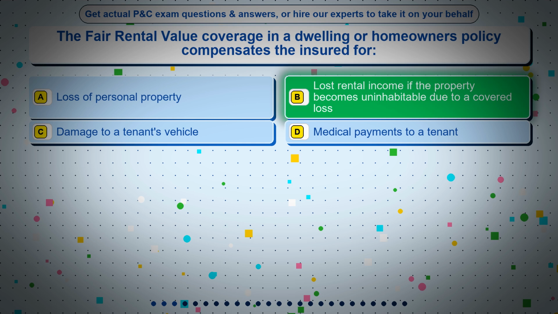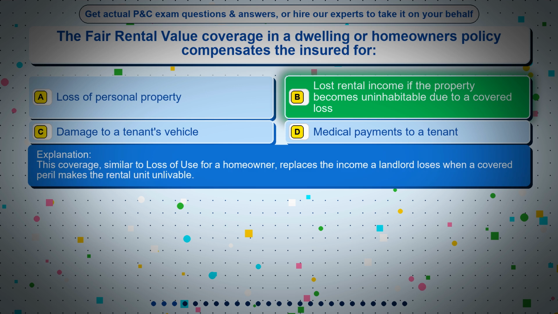The correct answer is option B. Lost rental income if the property becomes uninhabitable due to a covered loss. This coverage, similar to loss of use for a homeowner, replaces the income a landlord loses when a covered peril makes the rental unit unlivable.